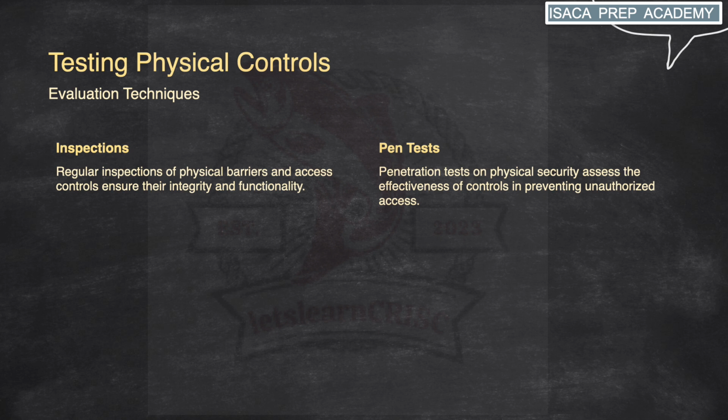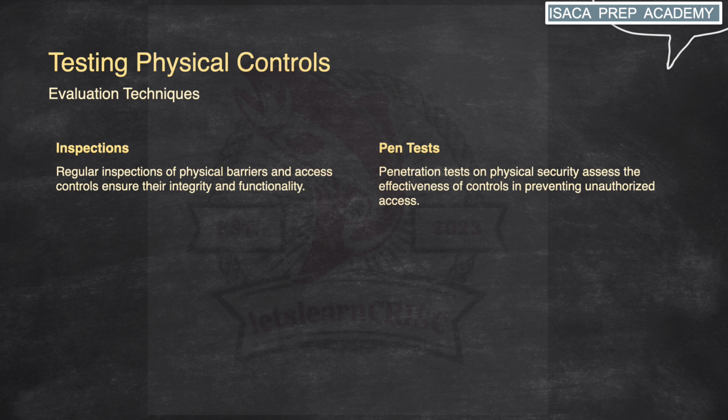Friends, during a physical penetration test, skilled security professionals or ethical hackers attempt to bypass or circumvent physical security controls using various techniques, tools, and methodologies. This may include attempting to pick locks, exploit vulnerabilities in access control systems, breach perimeter defenses, or evade surveillance cameras and security personnel.